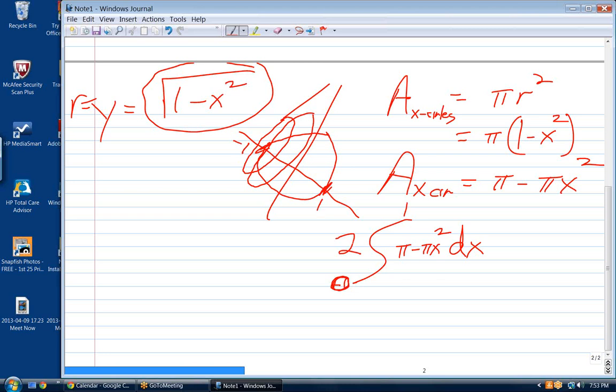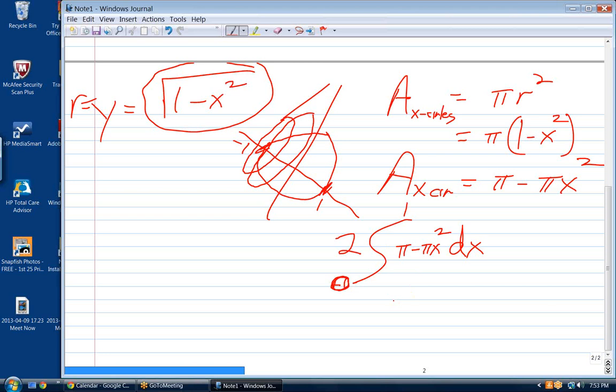So it's actually easier to do it this way rather than going from minus 1 to 1. Let's go from 0 to 1. Makes evaluating the integral a little easier. So first integrate this function for me.